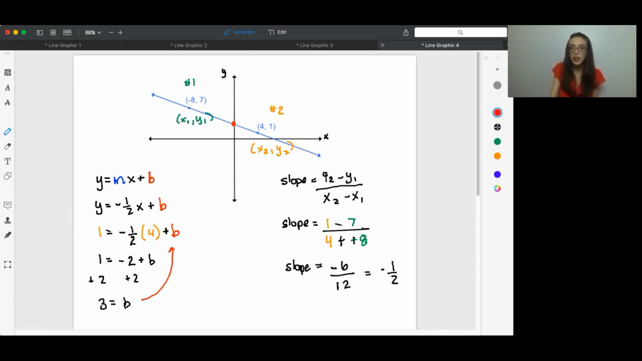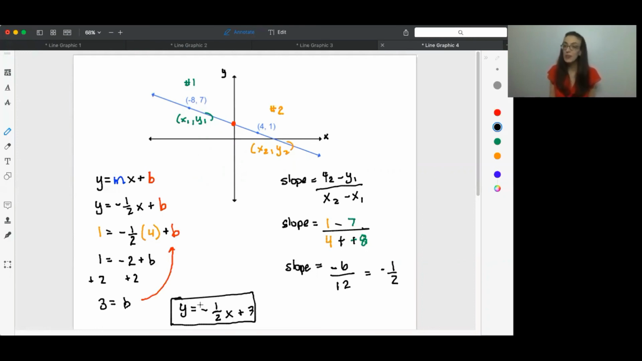We can pop it right in. So what does that come out to be? Well, we've got y, remember, is equal to our equation here was -1/2 x plus our new b value, which is 3. And this is the equation of the line that you see in the diagram above.